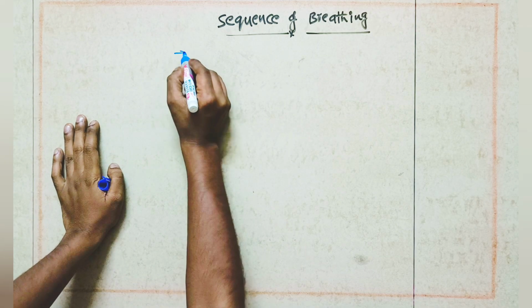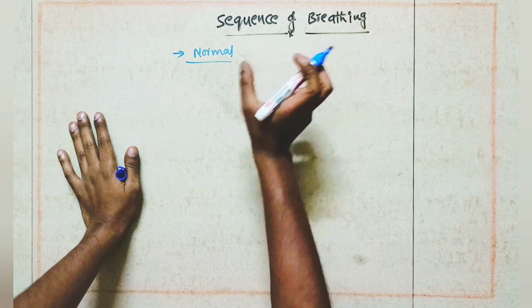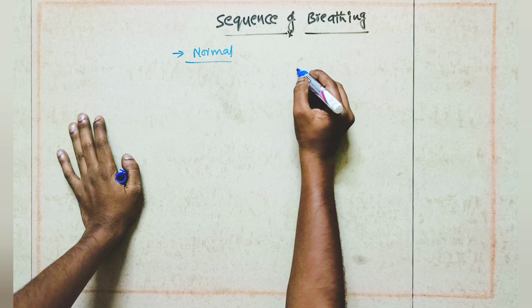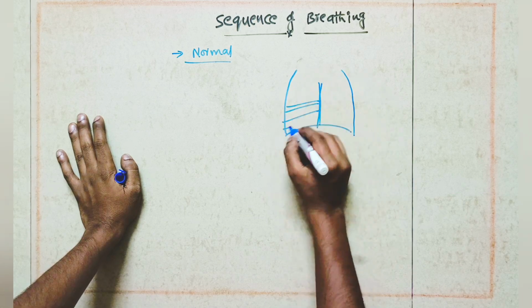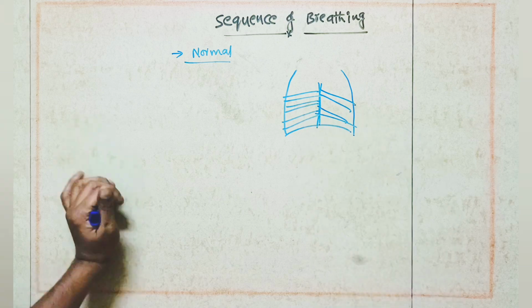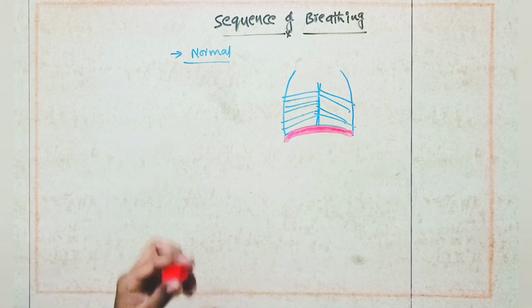Sequence of breathing. Suppose we take a normal individual, here is how the sequence of breathing happens. Suppose this is the rib cage. Here we have the sternum. These are our ribs. Here we have the muscle, the diaphragm muscle.